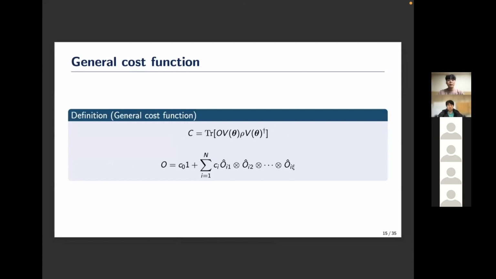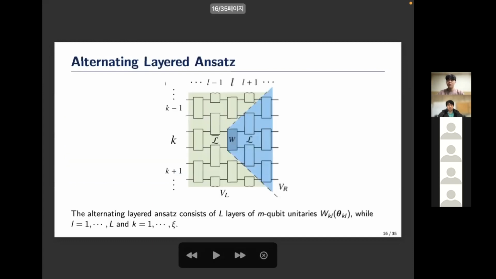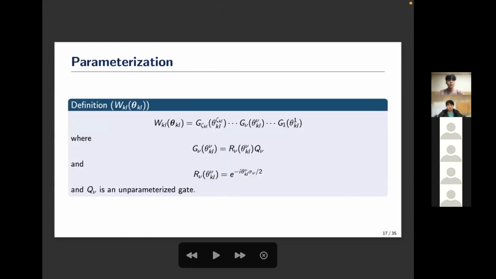Generally, the cost function can be written as follows. In this paper, they used an ansatz named the alternating layered ansatz. The alternating layered ansatz consists of L layers of m-qubit unitaries, W_kl. Each block W_kl consists of a product of G_ζ, and each G_ζ consists of a Pauli rotation gate and an unparameterized gate.